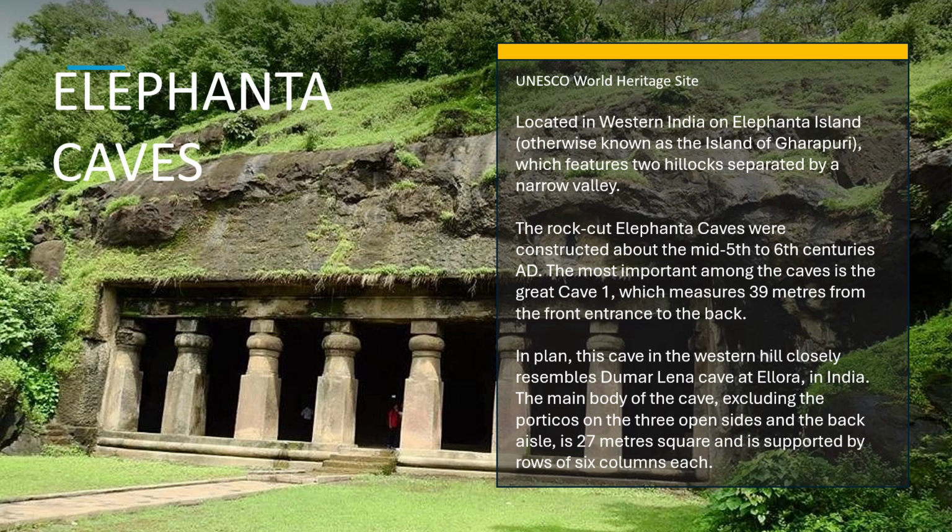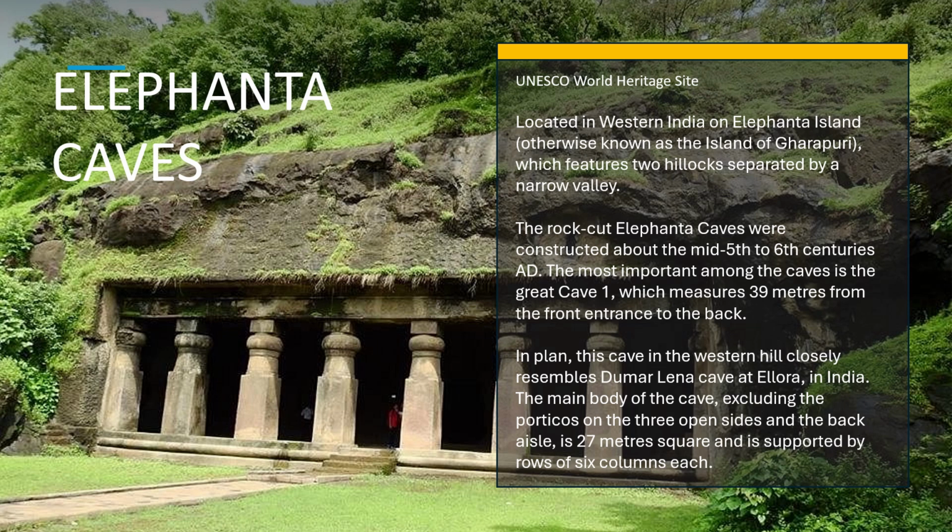It is an inaccessible hill and it was built by Rashtrakuta rulers. They have been built by cutting into the high, steep basalt rock walls. The rock-cut Elephanta Caves were constructed about the mid-5th to 6th century AD. The most important among the caves is the Great Cave 1, which measures 39 meters from the front entrance to the back. In plan, the cave in the western hill closely resembles Dumar Lena Cave at Ellora in India.